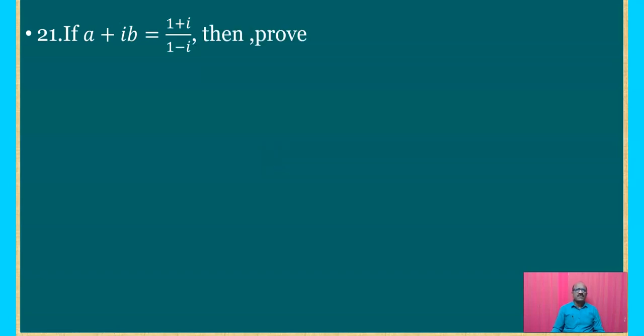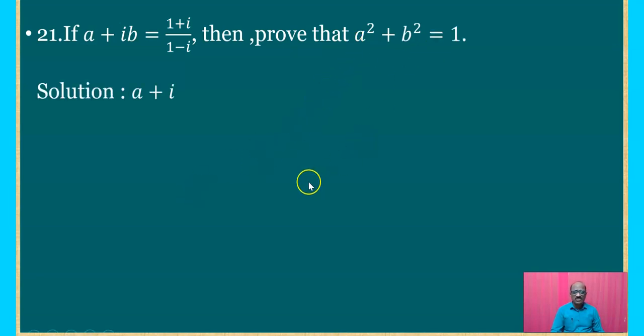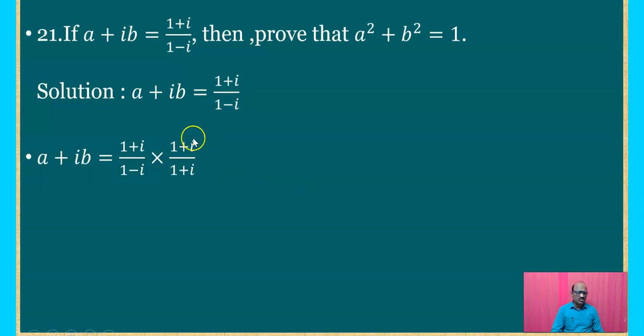Next is question number 21. If a plus ib is equals to (1 plus i) upon (1 minus i), then prove that a square plus b square is 1. Again, the simplification. Multiply the conjugate of 1 minus i, which is 1 plus i, to the numerator and denominator. Then simplify. a plus ib is equals to (1 plus i) bracket square upon 1 minus i square.